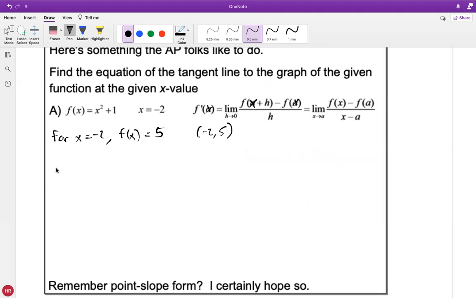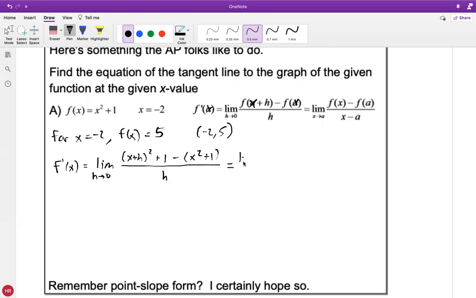So f prime of x is the limit as h approaches 0 of f of x plus h minus f of x all over h. I'm not going to rewrite that. So since my function now is x squared plus 1, first I plug in x plus h, and I get x plus h squared plus 1. It was x squared plus 1, but now it's x plus h squared plus 1 because this says f of x plus h. Minus f of x, which is x squared plus 1. The bottom is just an h.